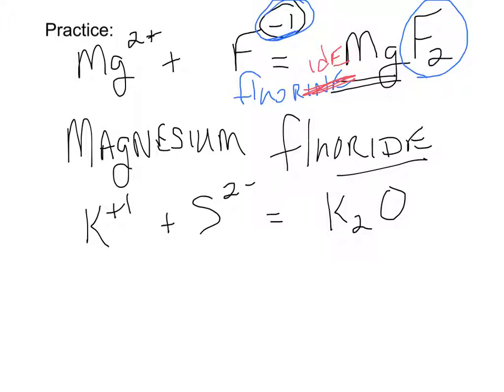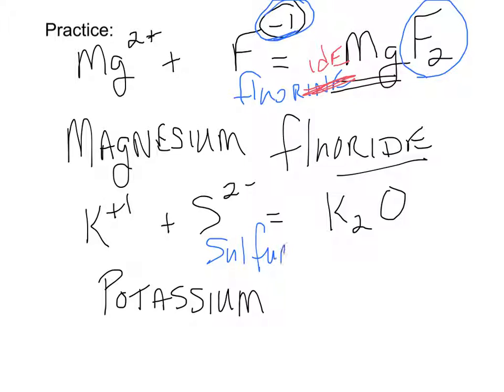Now to name this, once again, potassium, metal first, capitalized, and the name doesn't change. Now the sulfur here is going to change just as we talked about above. I've got to drop the ending of it, so in this case, instead of writing sulfur, I'm going to drop the UR and add the IDE. So what I'm going to end up with here is potassium sulfide. And that's how we name main group elements.